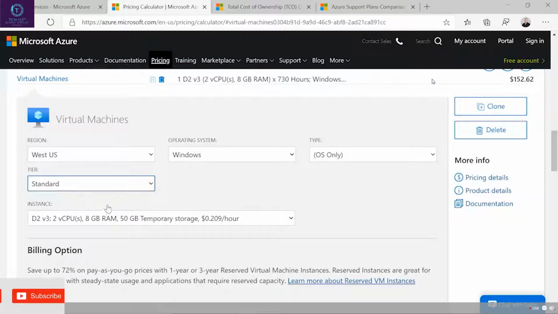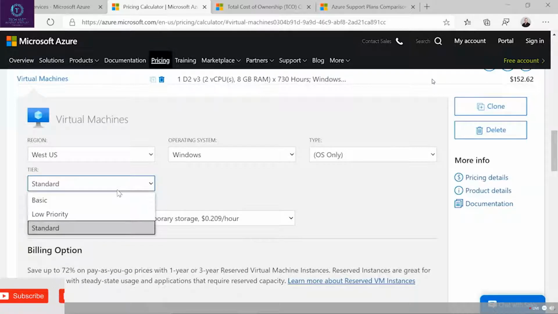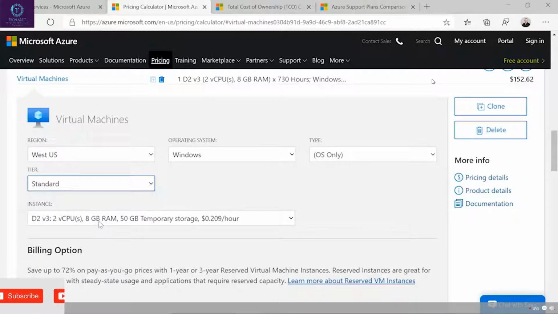And choose standard. By the way, basic here are the real minimal servers. There are A-level servers, and we're talking like a quarter of a gig of RAM, real small single-purpose machines. I'm just going to leave it on standard. Now, the type of machine matters here. So I'm West US, Windows, still $152.